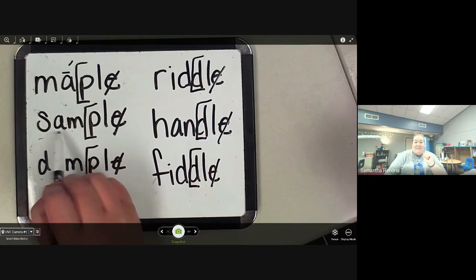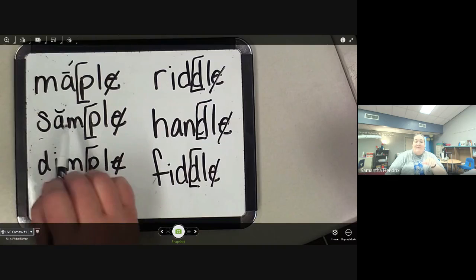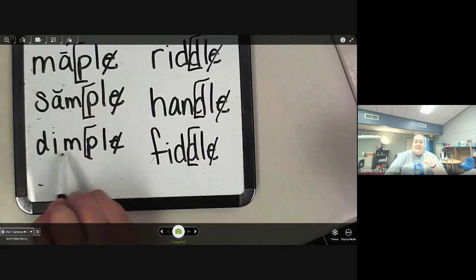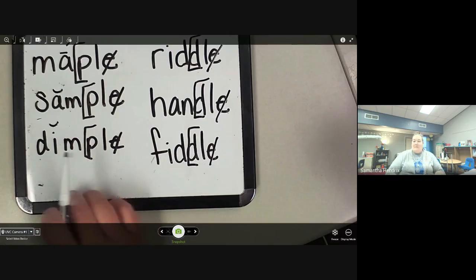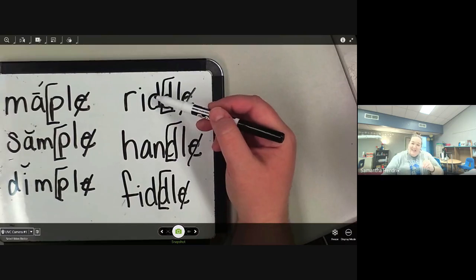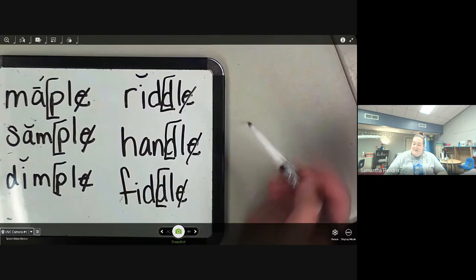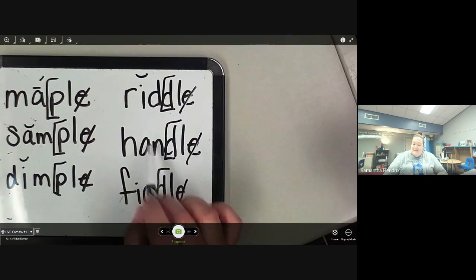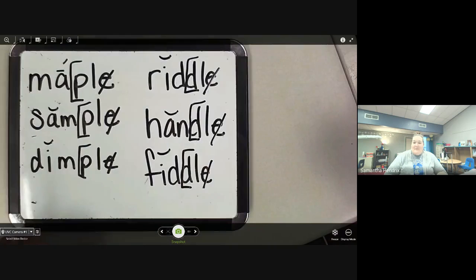So here's Sam. That is 1 syllable. So here's our vowel followed by a consonant, so it's short. Sample. Here's our first syllable. It's a vowel followed by a consonant, so it gets abbreviated. Dimple. Look at these. The vowel followed by a consonant in that syllable, so it's abbreviated. Same thing here, vowel followed by a consonant in this syllable and a vowel followed by a consonant in that syllable, okay? So that's the difference.